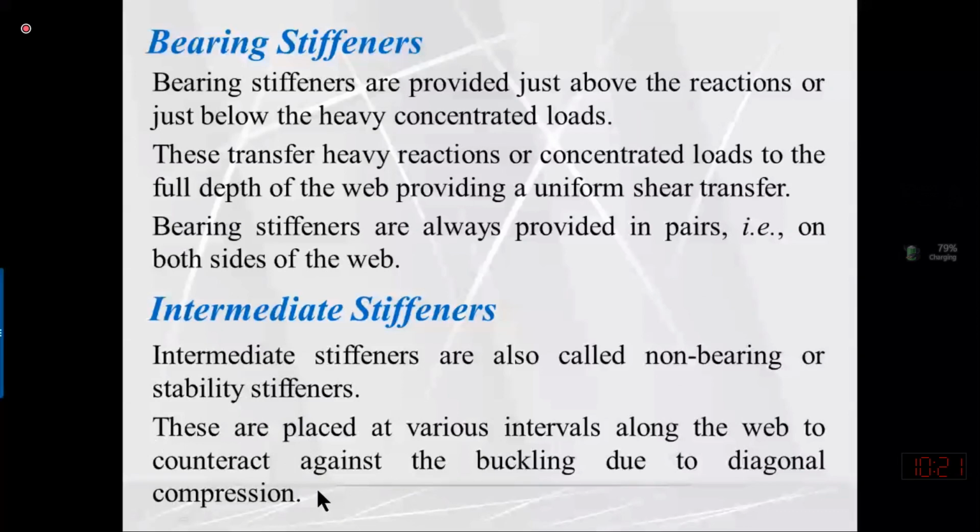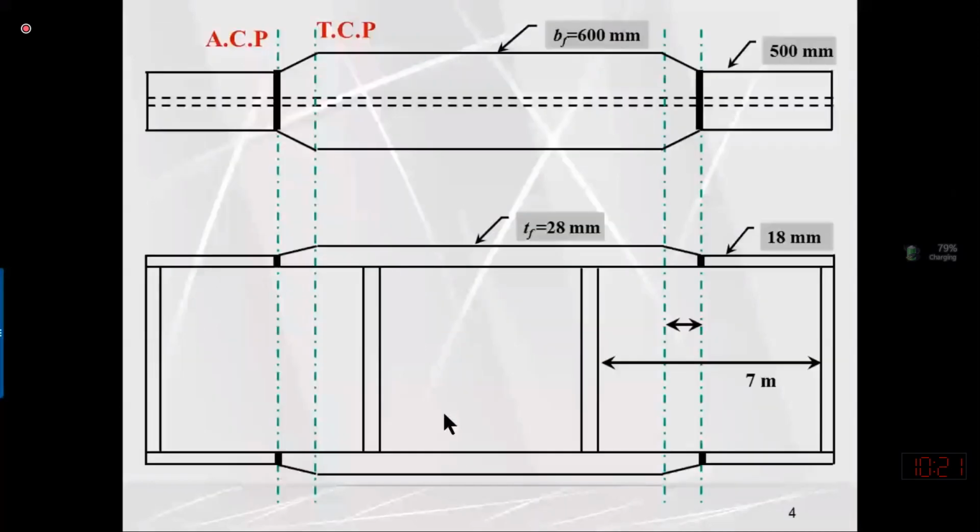So I will explain this phenomenon. But at the moment, you must understand that intermediate stiffeners are provided to enhance the shear capacity of the web or to stabilize the web. So we need to decide what the spacing of the stiffeners would be and what the size of the stiffeners would be.